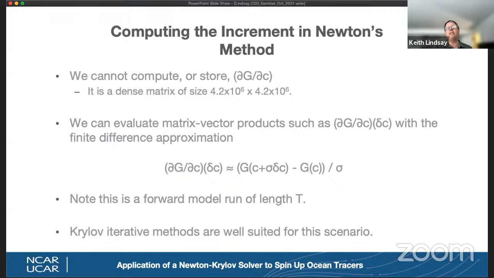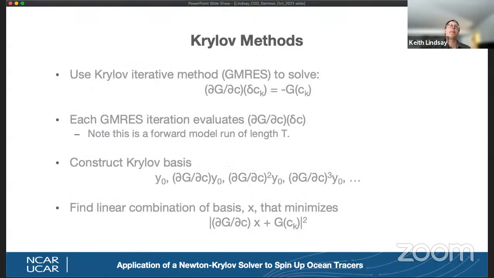Given that we can do this matrix vector product, there's a class of iterative methods called Krylov iterative methods that can solve these linear systems of equations in this situation. So we're going to now jump to Krylov methods. We're using Krylov methods to solve this system of equations for the increment in Newton's method.